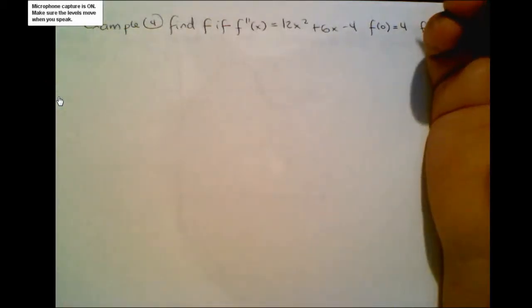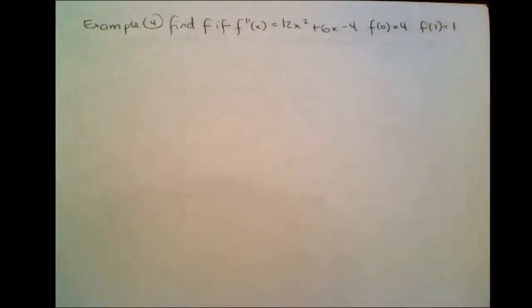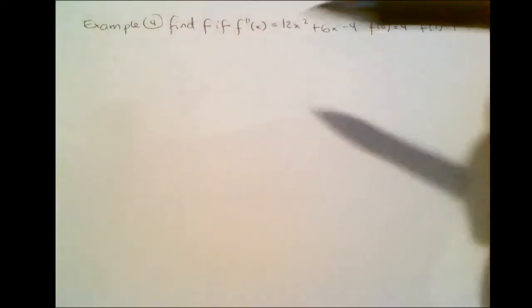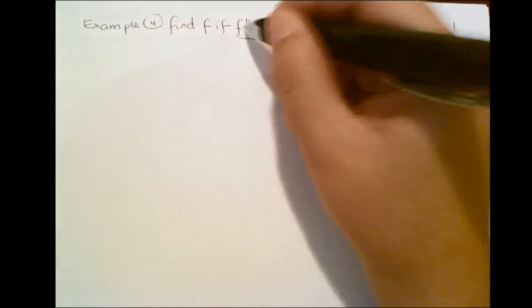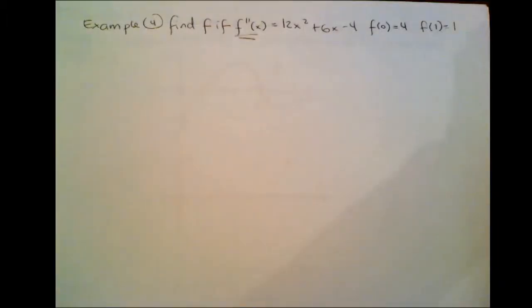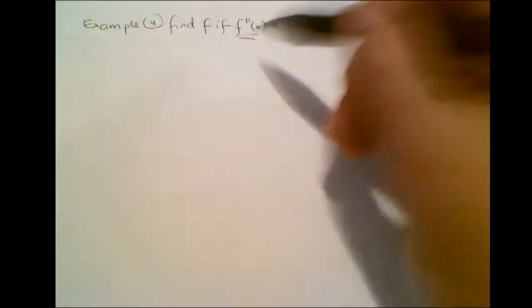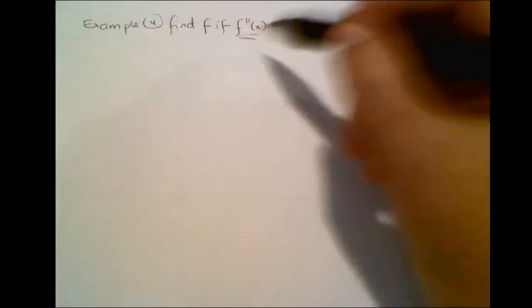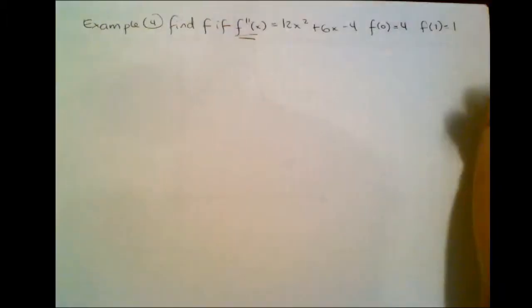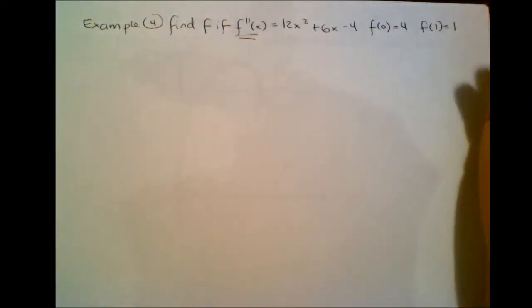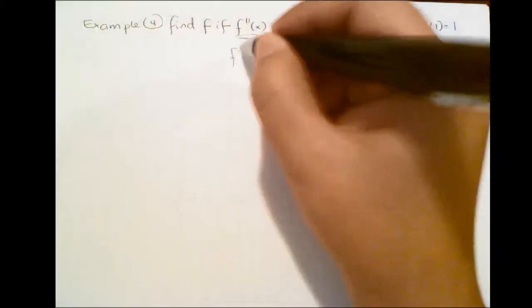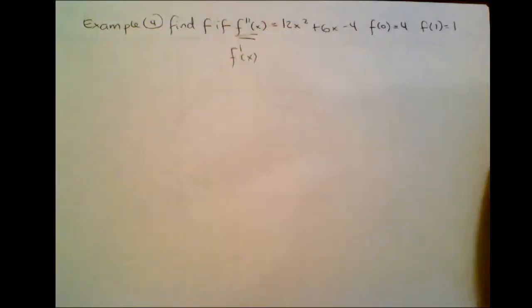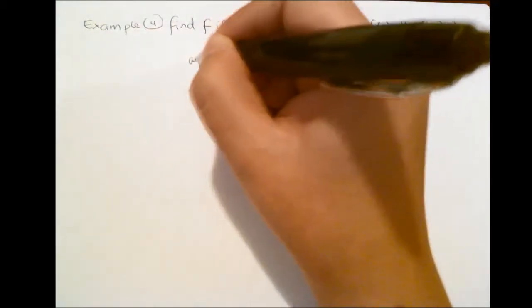For example 4, we have a slightly different situation. We are given the second derivative of f and we have to find f. So if I have the second derivative, I wish I had the first derivative because I know how to do those problems. But since the second derivative is the derivative of the first derivative, then if I want to find f prime of x, I know I can do that by using antiderivatives.